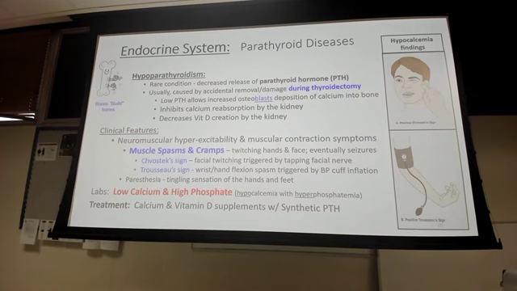We have low PTH, so you have low parathyroid hormone. The osteoblasts are going to increase. They're going to increase in their job. Their job is to put calcium into the bone, right? And so we're also going to inhibit calcium reabsorption from the kidneys. We're also going to decrease the vitamin D creation by the kidney as well.